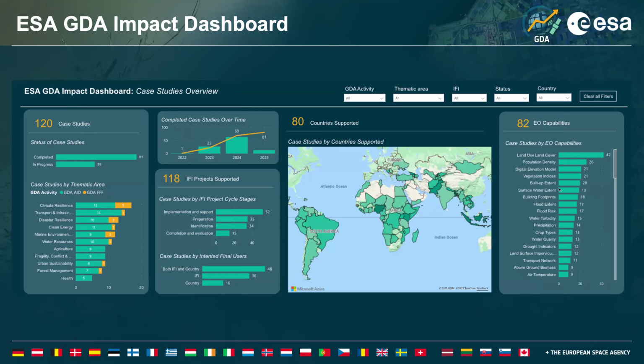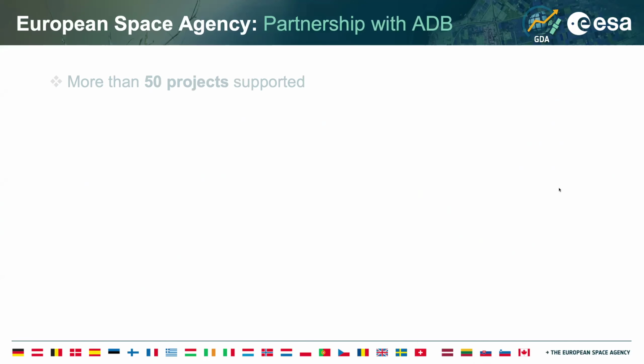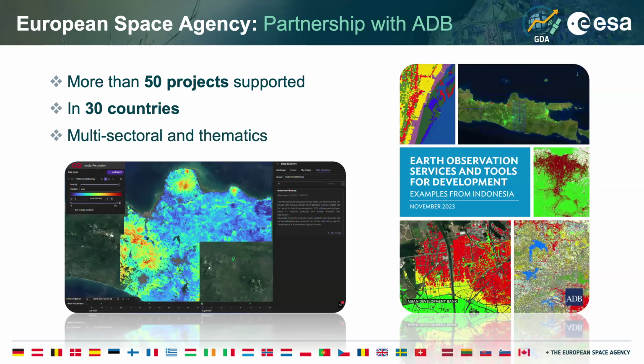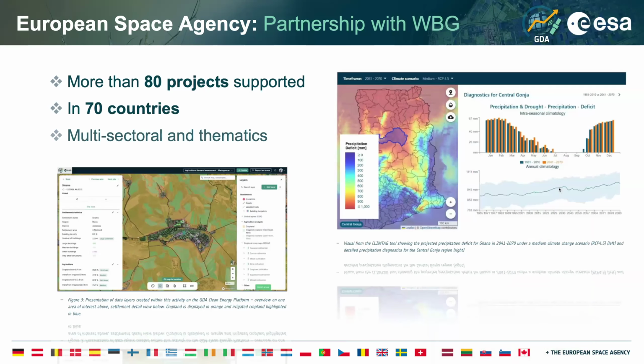You will hear a bit more about this in a few minutes. If you go to our website, there's an impact dashboard, which summarizes all the support that GDA is providing to our partners, so you can have an overview of the different thematic areas and so on. But Giulia will explain this much better later. Just a quick snapshot on our cooperation with IFIs. With the ADB, we have supported, as of now, more than 50 projects in 30 countries, tackling different sectors, and the same happened with the World Bank, where our portfolio is even larger, with 80 projects covering more than 70 countries.